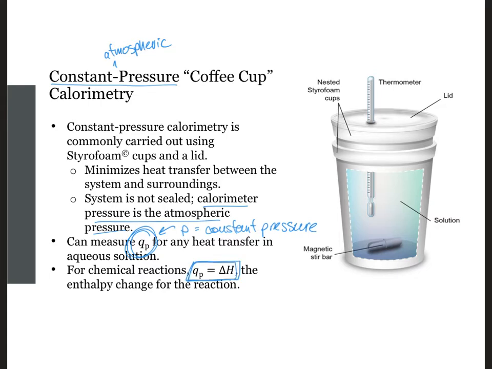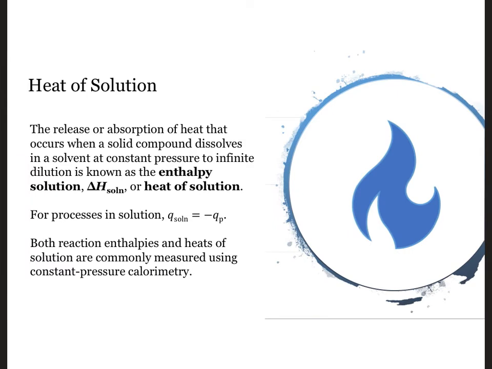The release or absorption of heat that occurs when a solid compound dissolves in a solvent at constant pressure to infinite dilution is known as the enthalpy of solution, delta H solution, or heat of solution. The heat of solution, Q sub solution, will be equal in size but opposite in sign from Q sub P, the heat associated with a reaction under constant pressure. Both reaction enthalpies and heats of solution are commonly measured using constant pressure calorimetry. Let's look at an example.